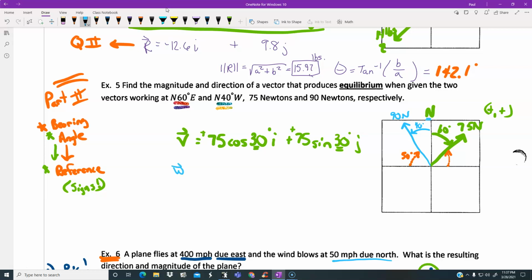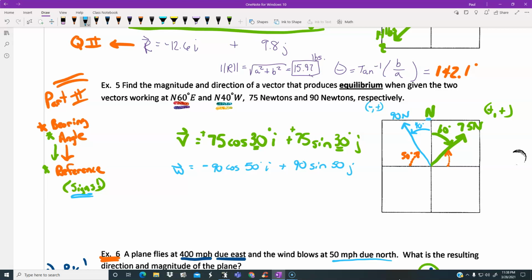So if I want to do vector W, I would do 90 cosine of 50 degrees I and 90 sine of 50 degrees J. Now, before I go any further, I'm in the second quadrant, and that is negative positive, and that means this one has to be negative, and this one has to be positive. Now, you have to put those signs in, or you will get this wrong, and it'll be thinking that everything's in the first quadrant always.